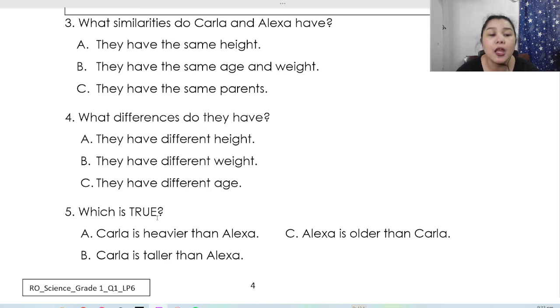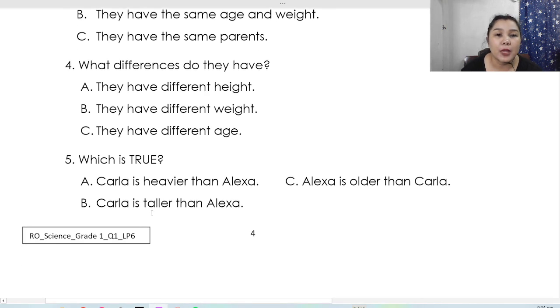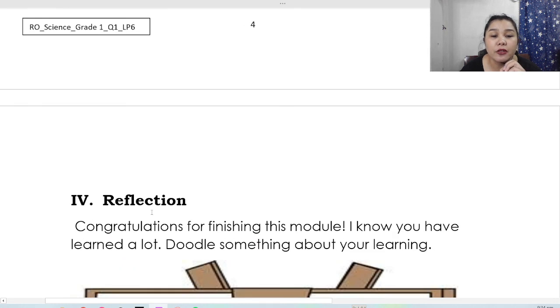And then last question, which is true? A, Carla is heavier than Alexa. B, Carla is taller than Alexa. C, Alexa is older than Carla. Which is true? A, Carla is heavier than Alexa. B, Carla is taller than Alexa. C, Alexa is older than Carla. If you're not yet done, pause this part and then resume when you are ready for page 5.